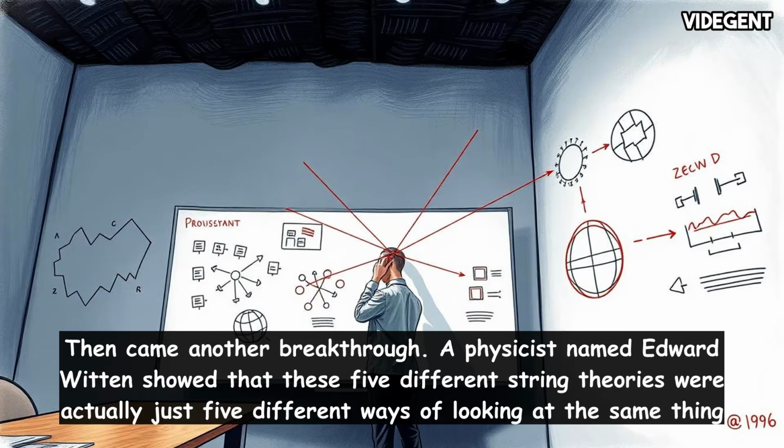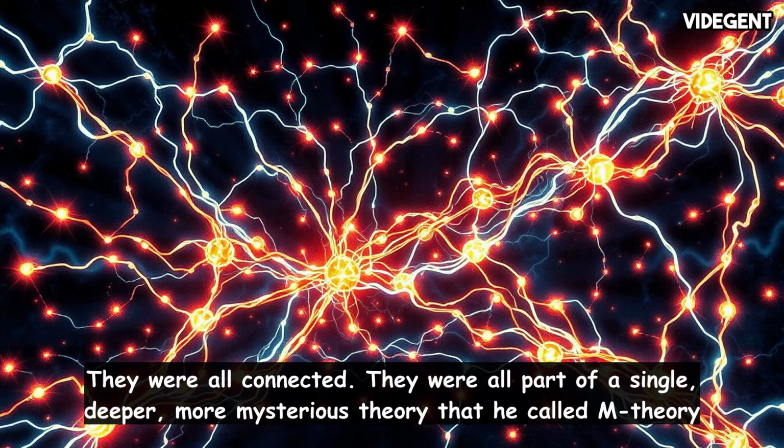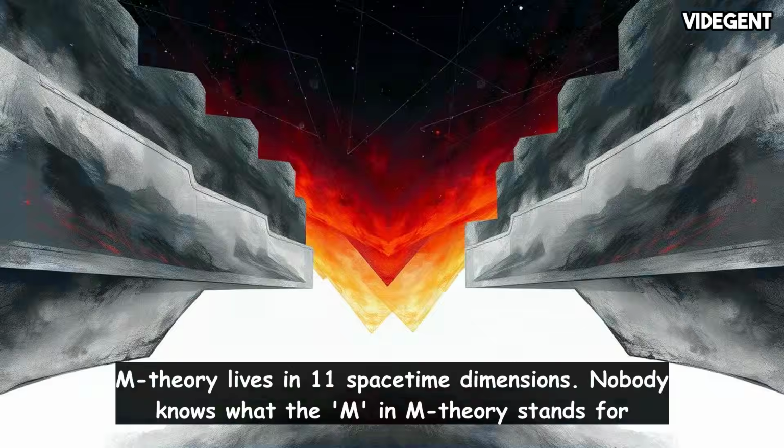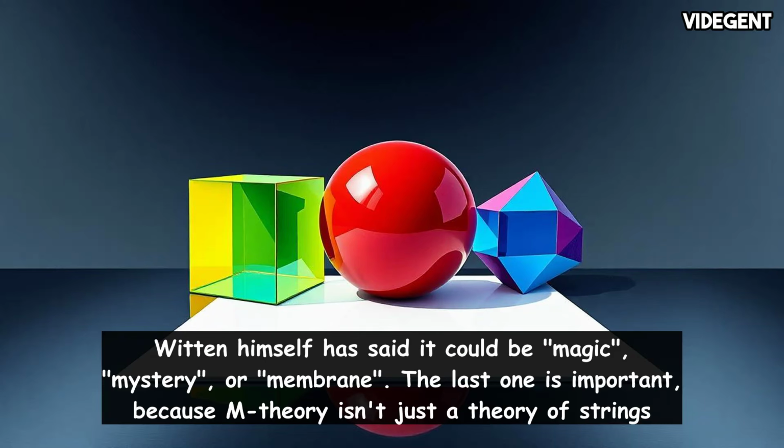Then came another breakthrough. A physicist named Edward Witten showed that these 5 different string theories were actually just 5 different ways of looking at the same thing. They were all connected. They were all part of a single, deeper, more mysterious theory that he called M theory. The M theory lives in 11 space-time dimensions. Nobody knows what the M in M theory stands for. Witten himself has said it could be magic, mystery, or membrane.